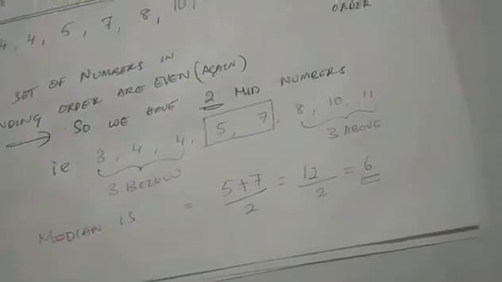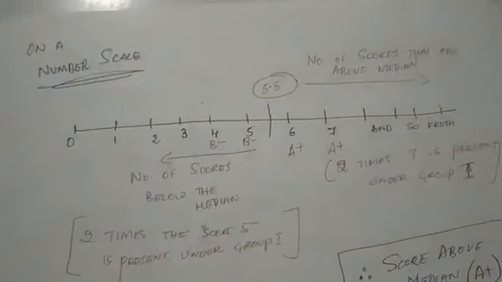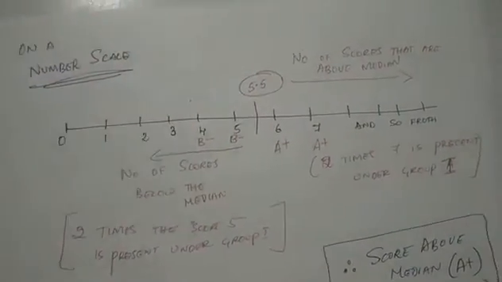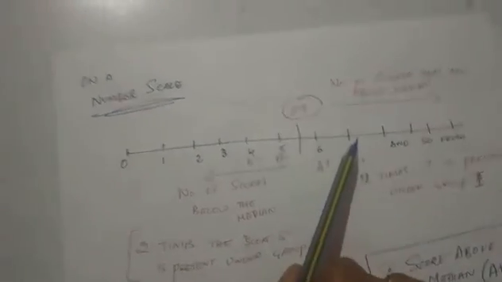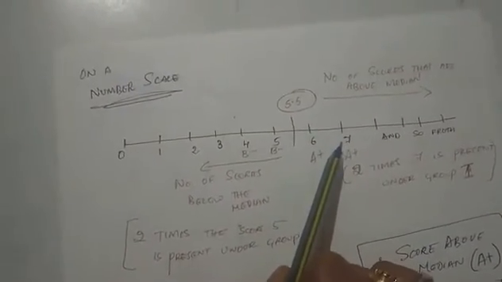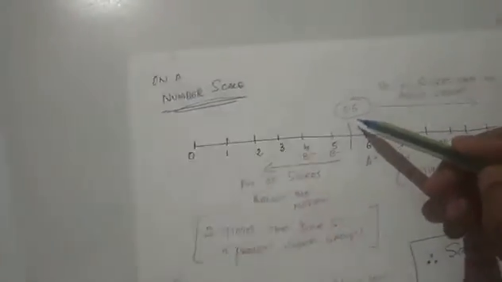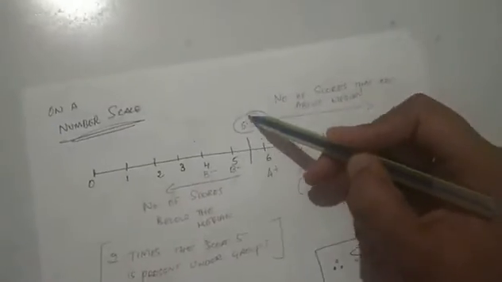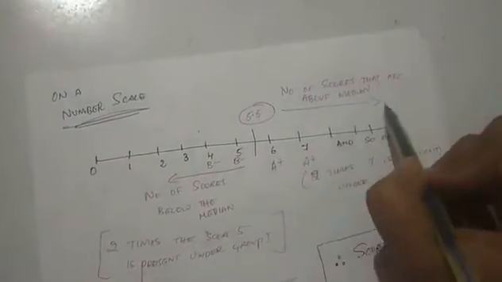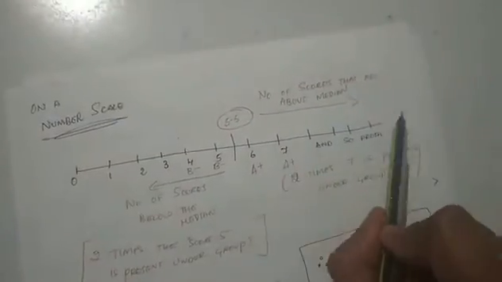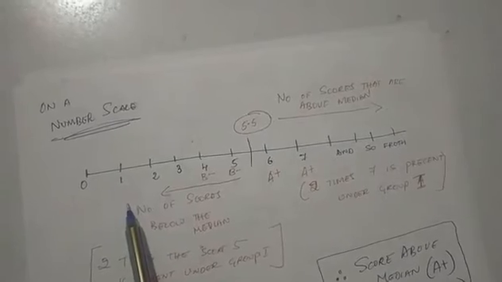Moving on to trace this on a number line, the number line begins from 0 and goes to 7 because 7 is the maximum score, and so forth. The median we found is 5.5, so this is a midpoint median. The scores that are above the median are to the right and the scores which are below the median are to the left.